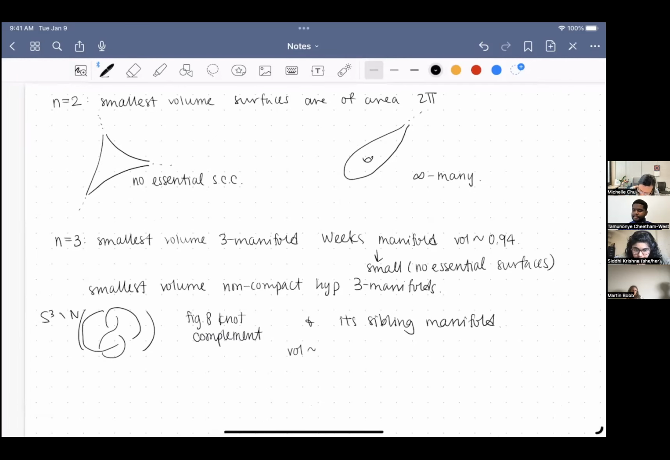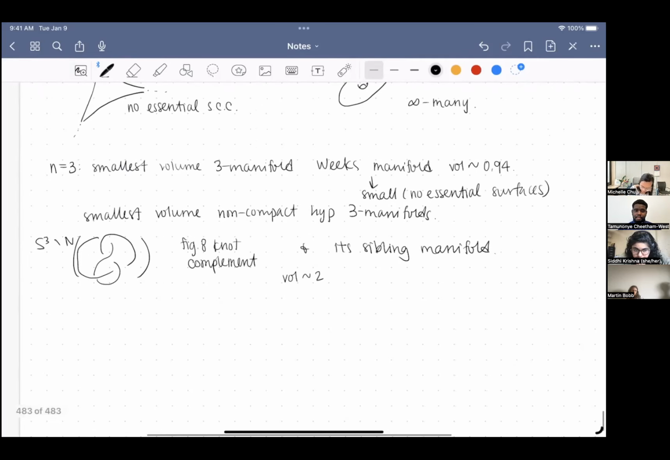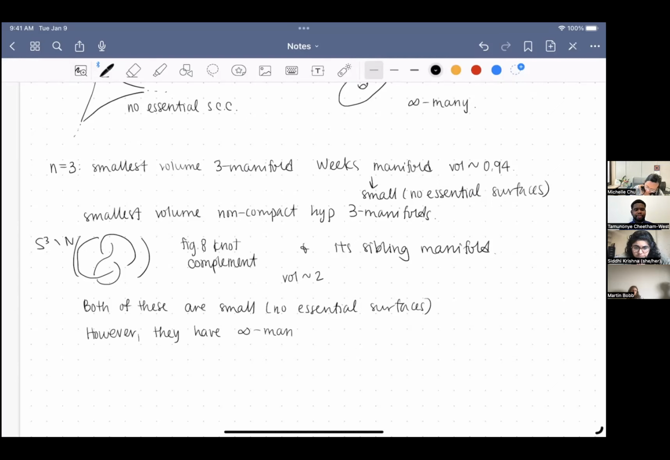So this volume is around 2. And it's also known that both of these are small, again, in the sense that they have no essential surfaces. Okay, but they're also arithmetic in the sense that I described before, that you can construct them from these quadratic forms. So I'll say here that, however, they have infinitely many immersed, totally geodesic surfaces. Okay, just none of them are embedded, but they have infinitely many that are immersed. And because of what I said before, you can always find finite covers where some of these immersions will lift to embeddings. But again, when you're going to a finite cover, you are increasing the volume.